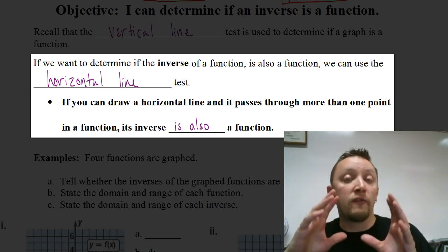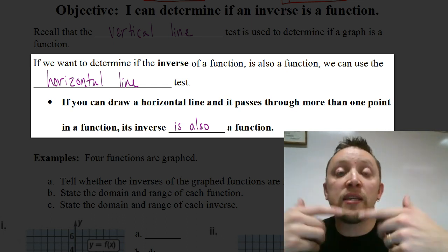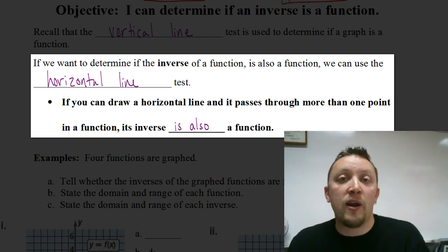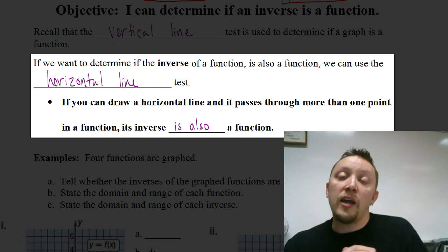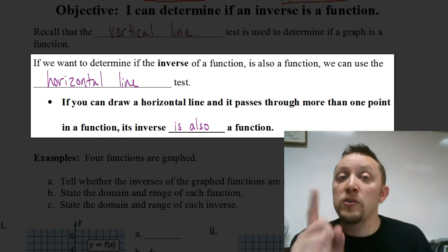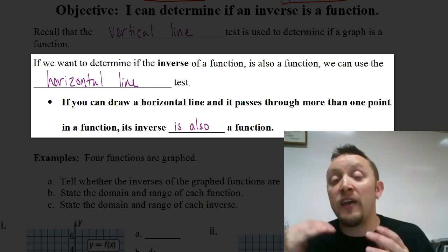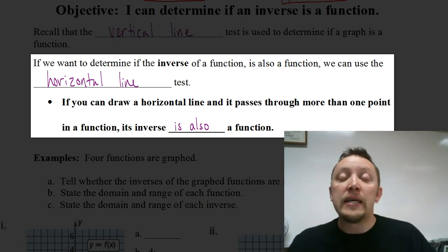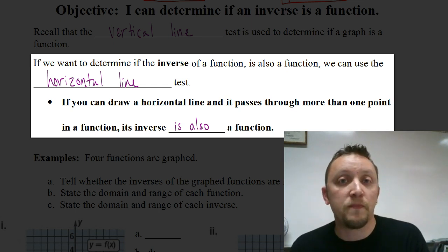Well, if I'm looking at a graph and I want to see if the inverse of that graph would be a function, I draw a horizontal line. And I keep drawing horizontal lines and make sure that the horizontal line only passes through one point in the graph. If anywhere it passes more than one point, the inverse is not a function.